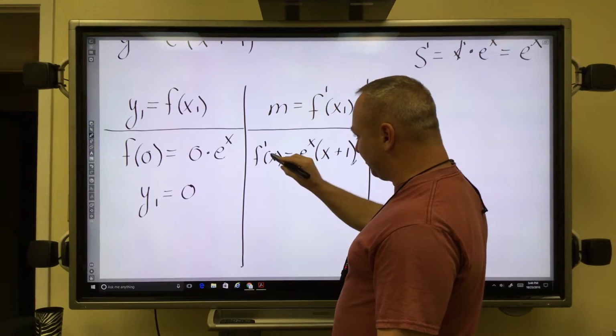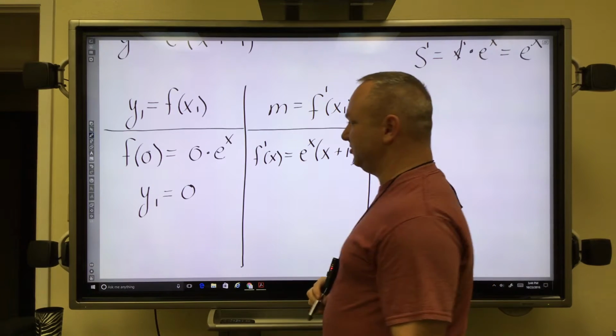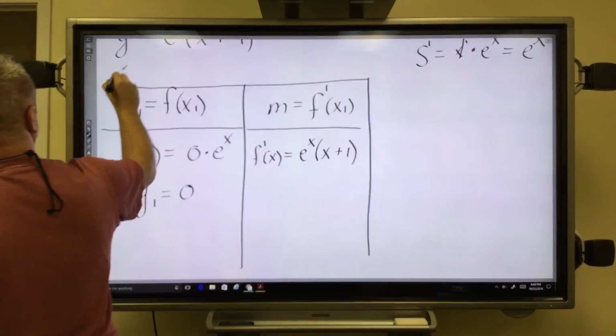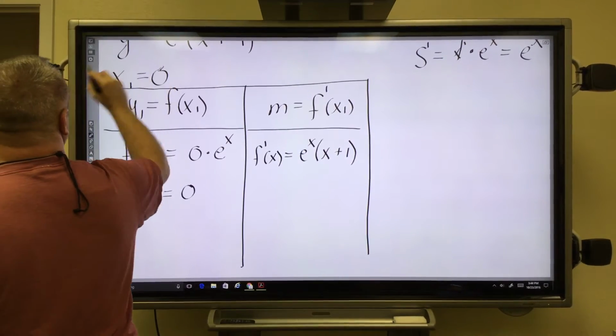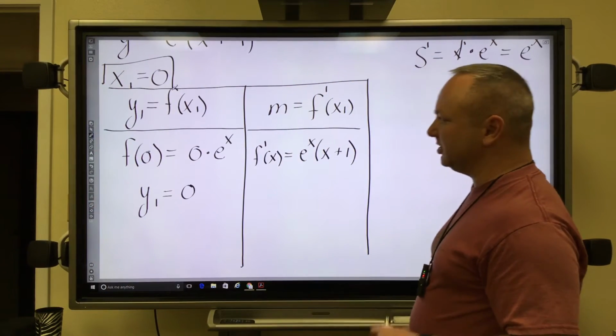And now we have to do f prime of x1. Well, x1 is 0. And if you want, you can always write that up here. So x1 equals 0, right? And maybe put a box on it. That way you know what it is. So when you're working on it, you're good to go.